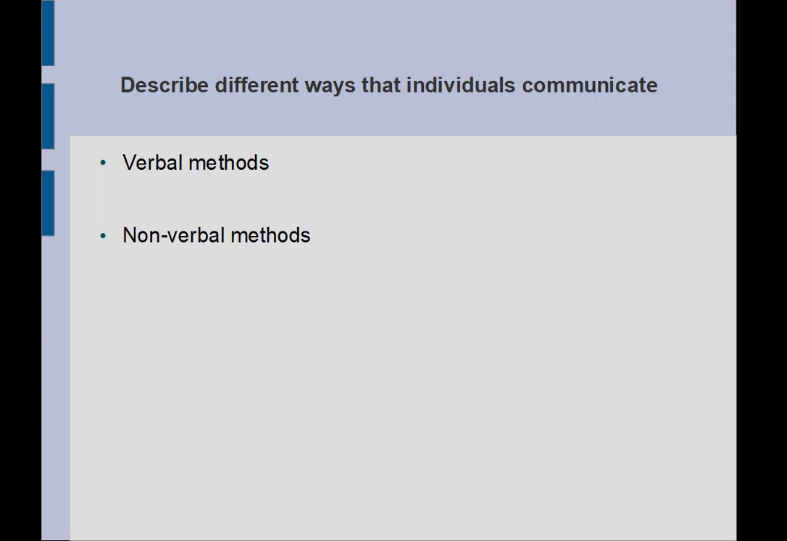Next, we have describe different ways that individuals communicate. Now for this one, it is describe, so we need to give a few examples and a little bit about how it actually works. It wouldn't do just to list examples. So I have broken it into two categories, verbal methods and nonverbal methods. So let's take nonverbal methods first, actually.